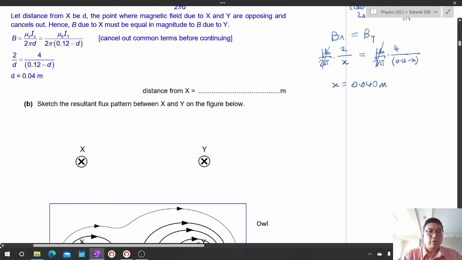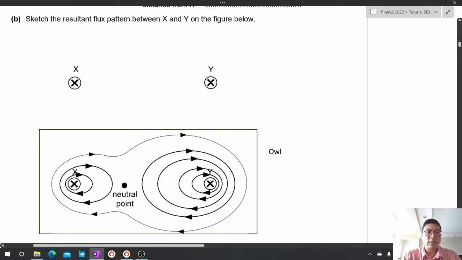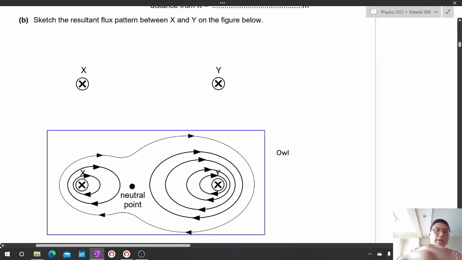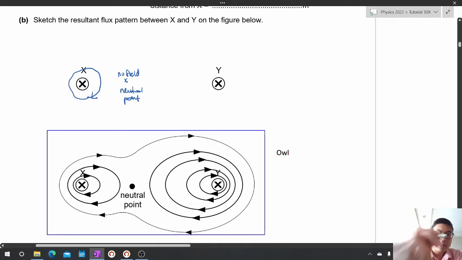Now, let's take a look at part B. What's the magnetic flux pattern between X and Y? We know that the neutral point is somewhere here, which means that there is no field inside here. So using our right hand grip rule, we know that the field goes around in a circle like that, and the field goes around in a circle like that.